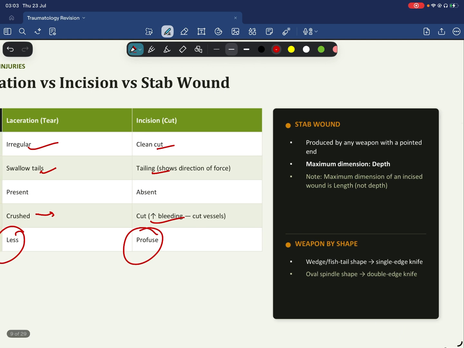Stab wound is caused by any weapon with a pointed end, and the maximum dimension is the depth. In incision, the maximum dimension is length.